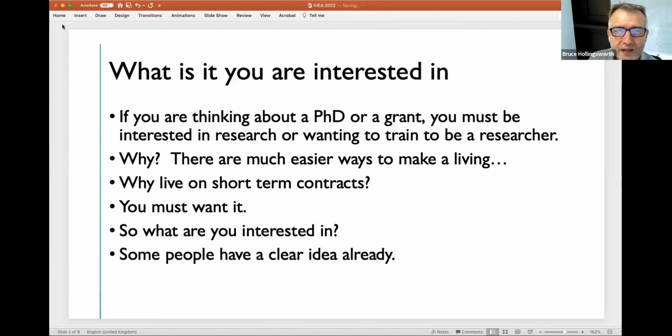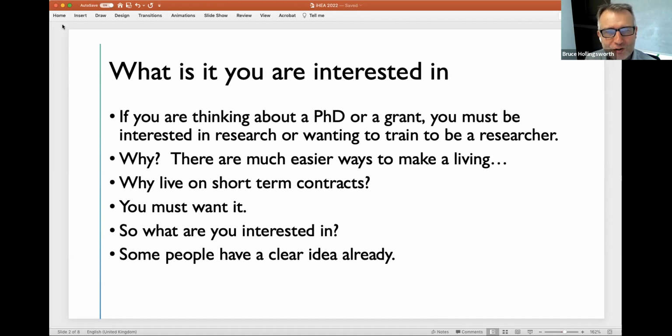Okay, so when you're choosing a research question, I'm going to largely pitch this at the ECR group, so people may be thinking of doing a PhD or going for their first grant or an early stage grant. If you're thinking along those lines, you must be interested in research, or you wouldn't be doing this. You must want to train initially as a researcher, or to become a better researcher and build capacity in yourself. Now, an early thing to ask yourself is why you want to do this.